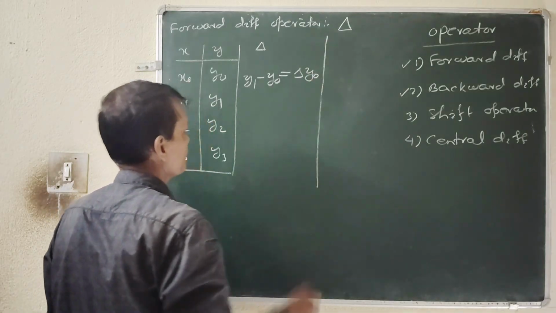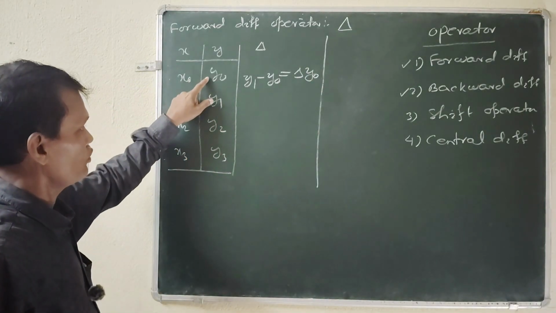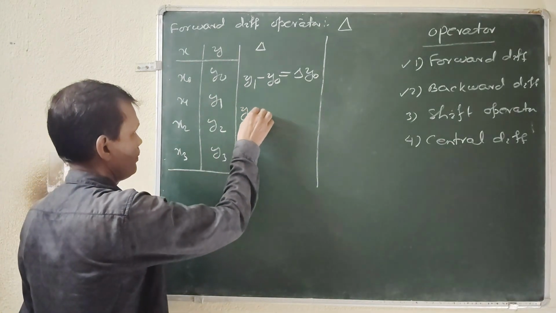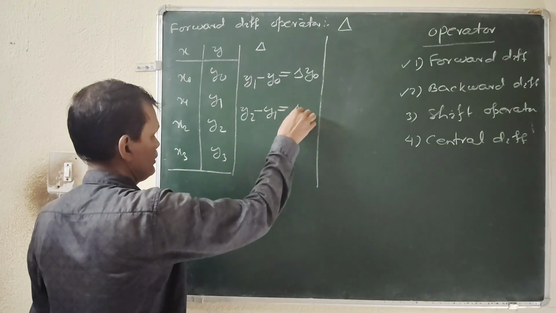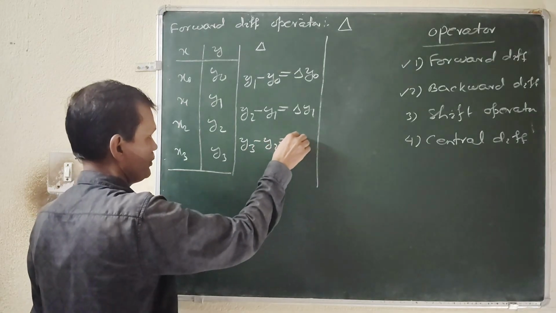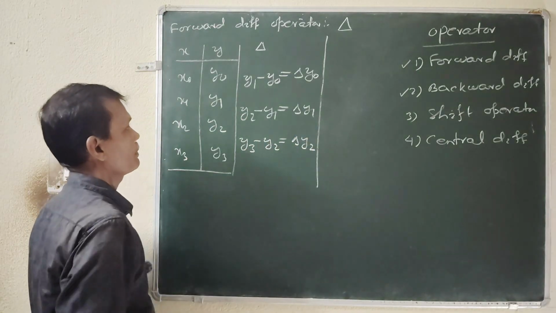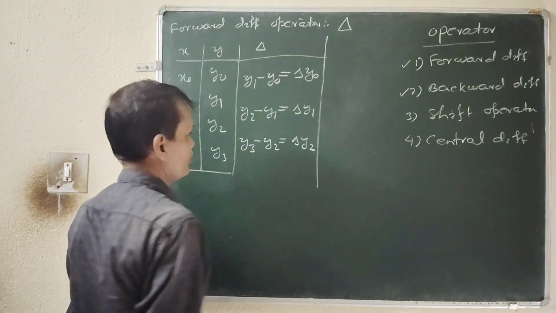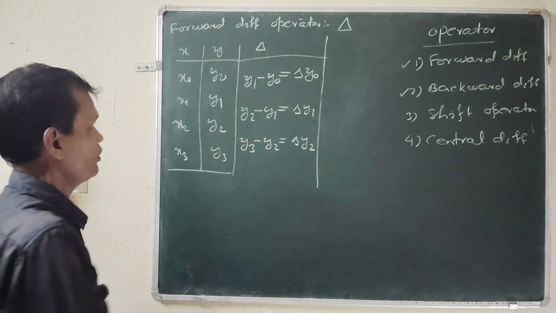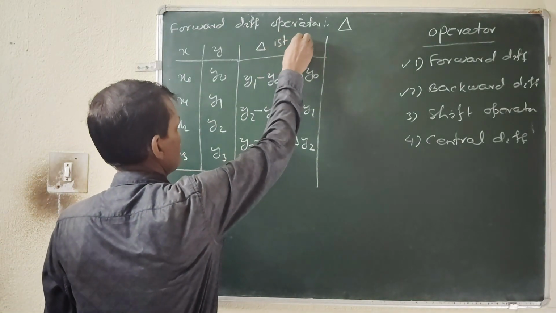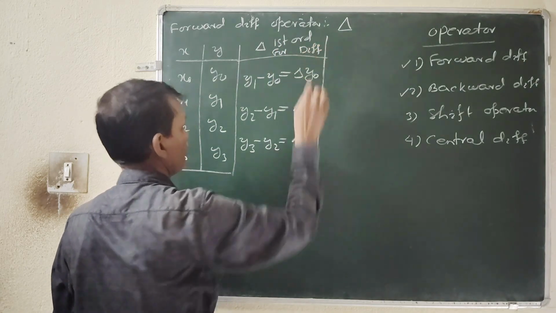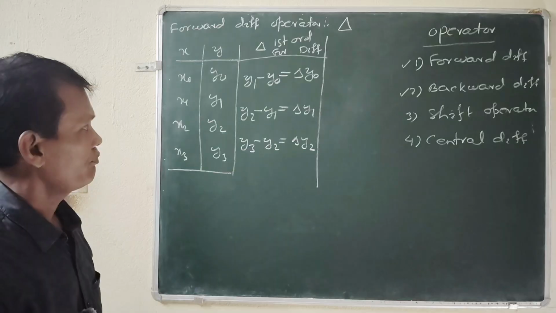That means the new data minus old data is denoted as delta y0. Similarly, y2 minus y1 is delta y1. Here y3 minus y2 will be denoted as delta y2. So this is the table for delta y0, delta y1 and delta y2. This table is called the first order forward difference. Similarly, we can go for the second order.